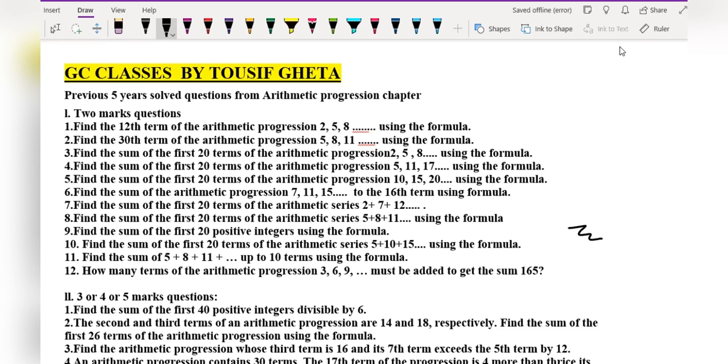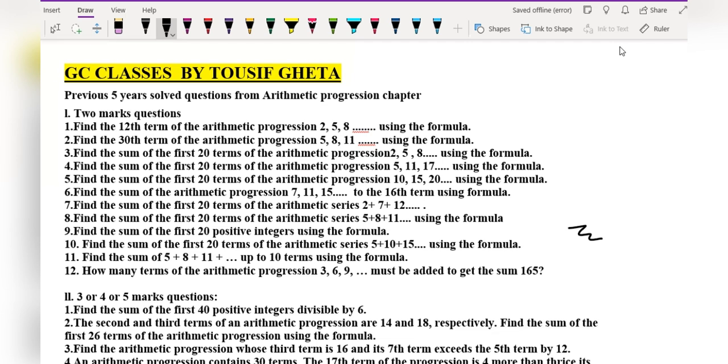I have separated the problems according to the marks. First we'll be solving 2 mark questions, then 3, 4, and 5. So let us see the 2 mark questions one by one. All the questions we are going to discuss appeared in your board exam in the past 5 years.